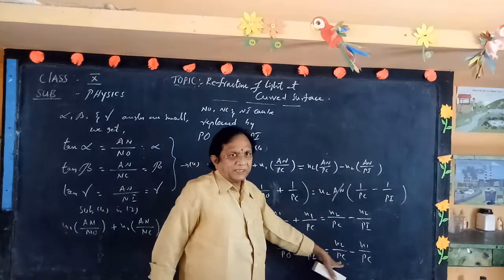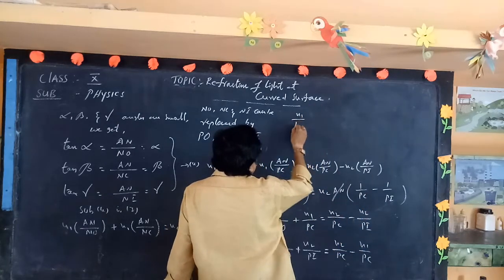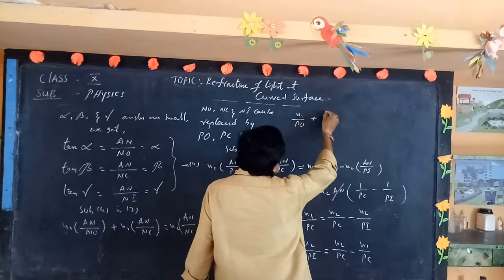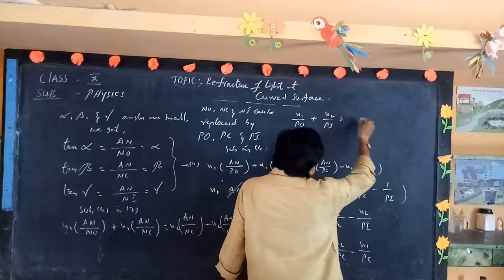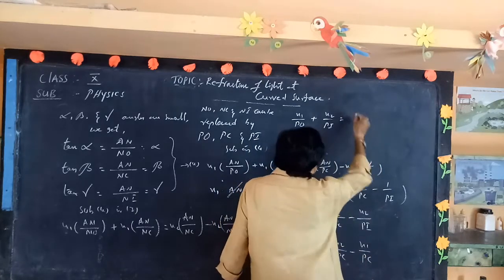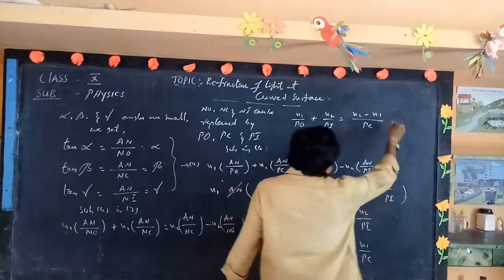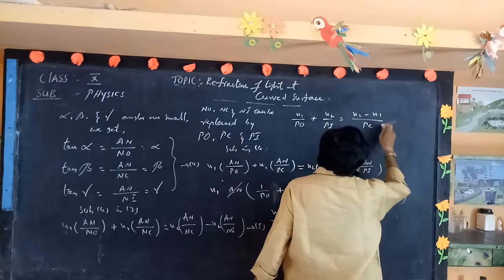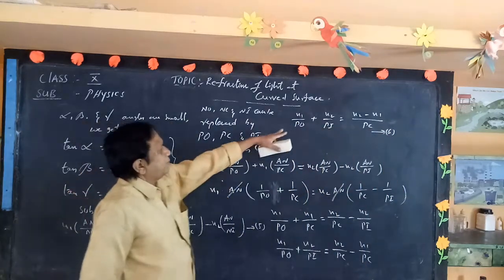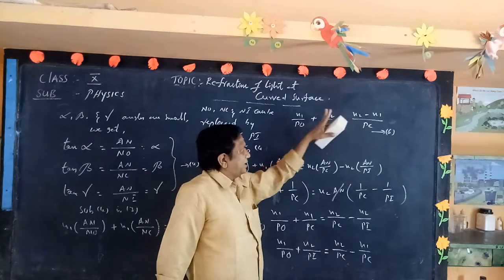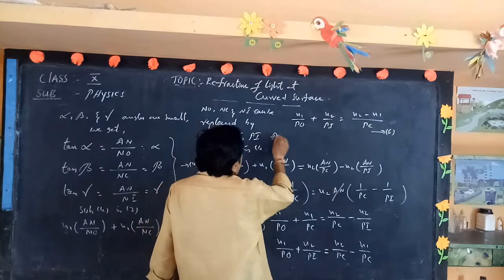Now here take PC as common. So n1 by PO plus n2 by PI is equal to, what is the common factor? PC. Therefore n2 minus n1 by PC we get. So let it be equation number 6. Now we have the values of PO, PI and PC. Those values are substituted in this equation 6, according to sign convention.